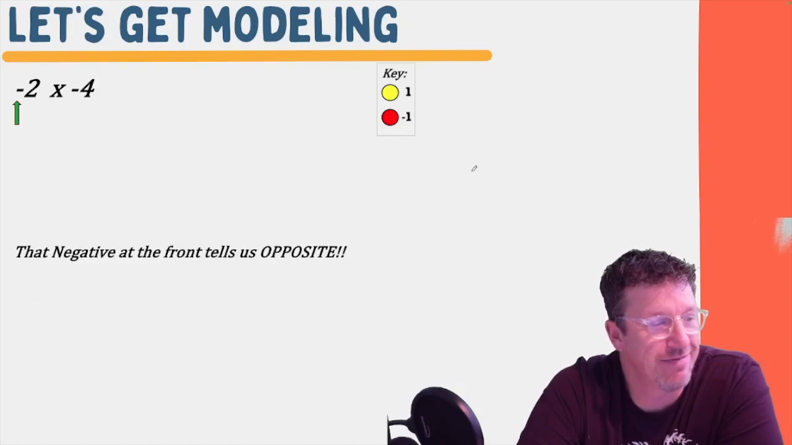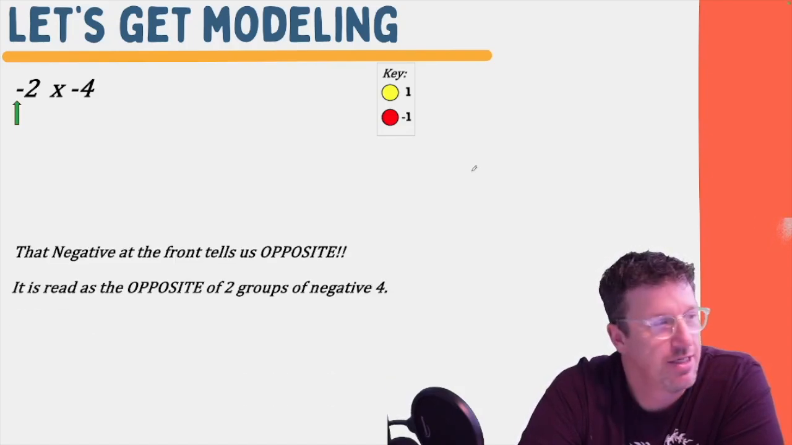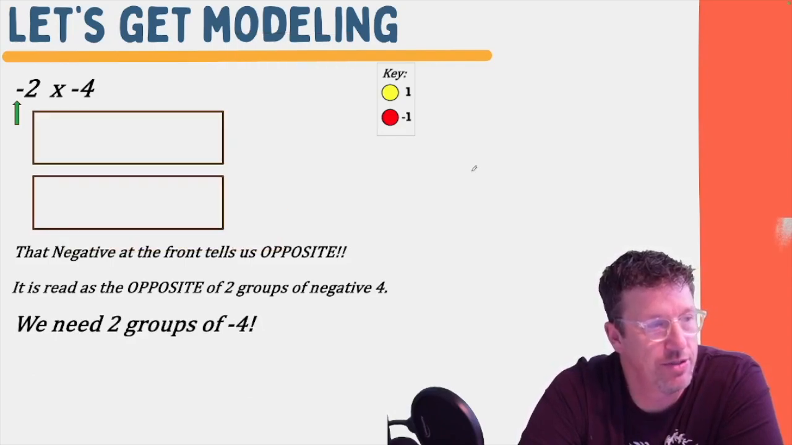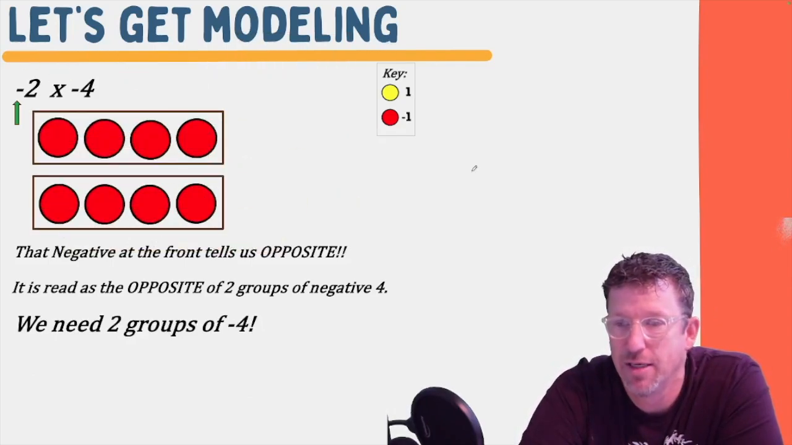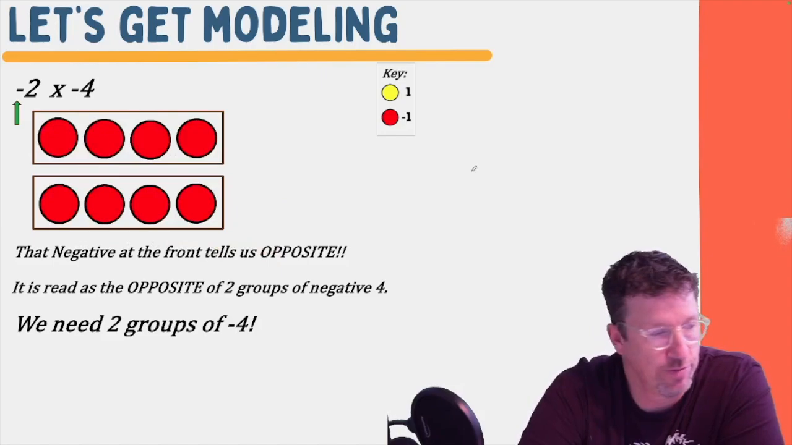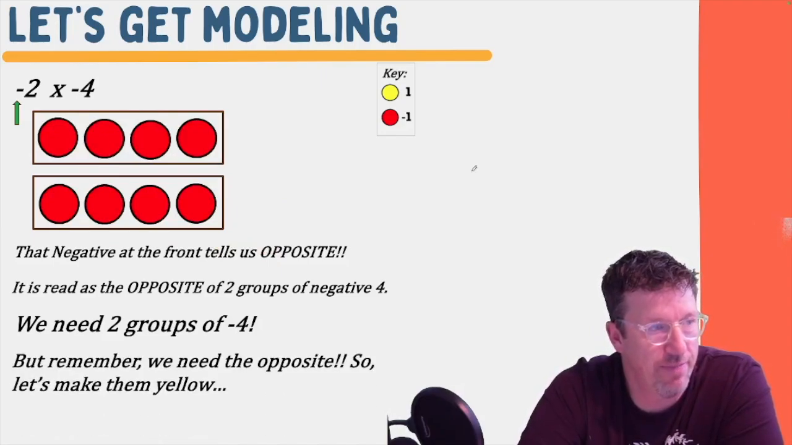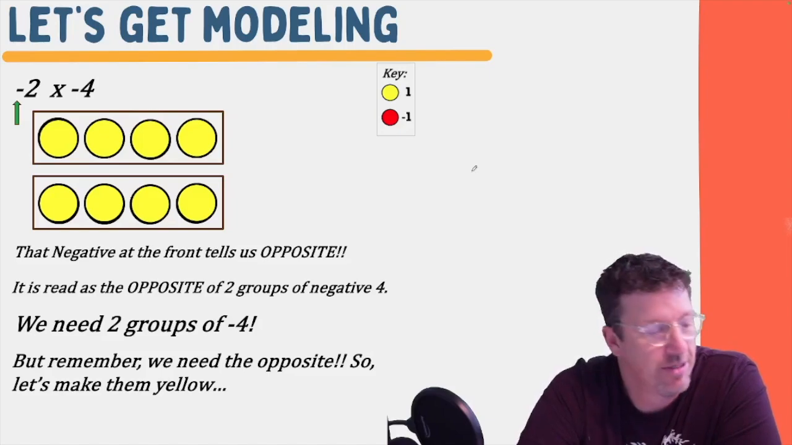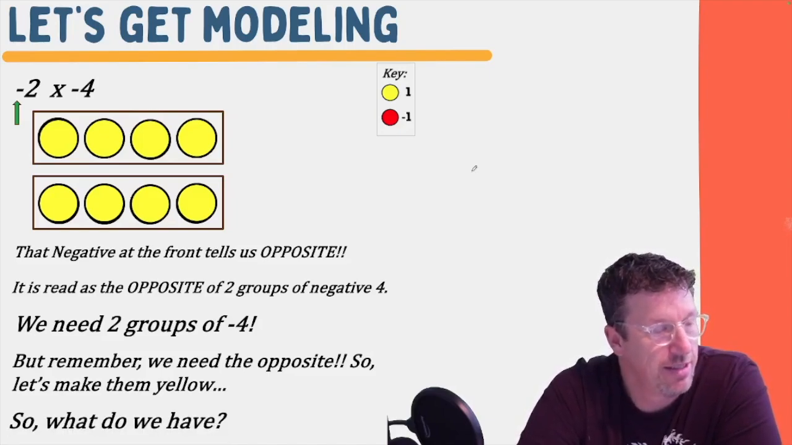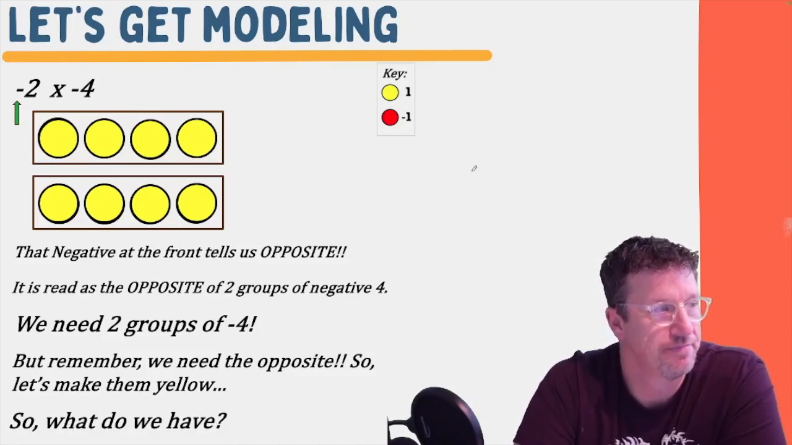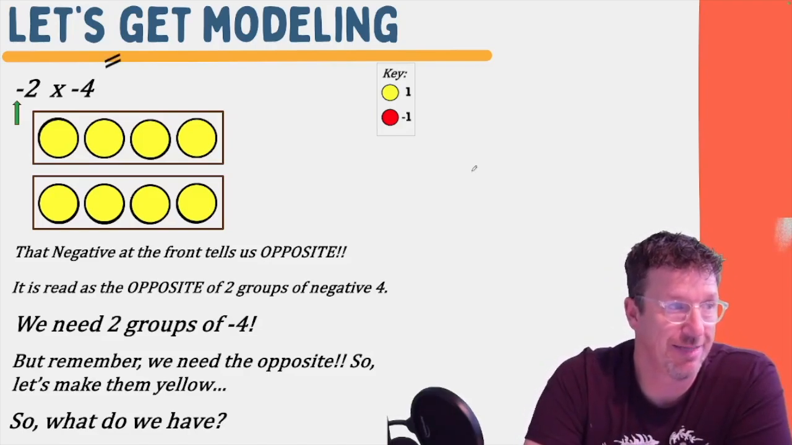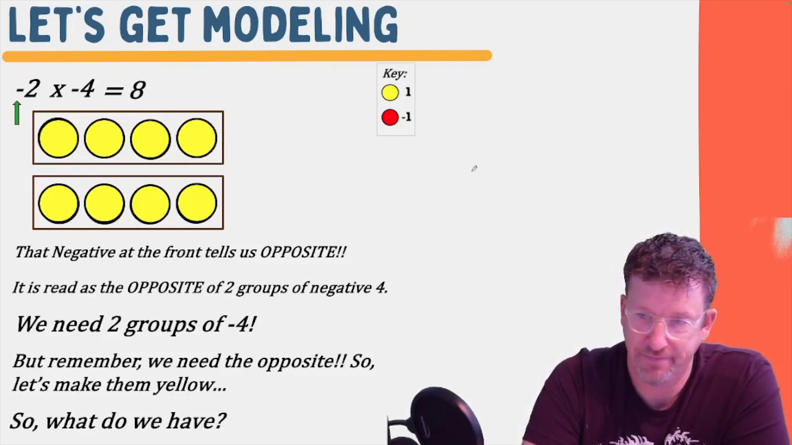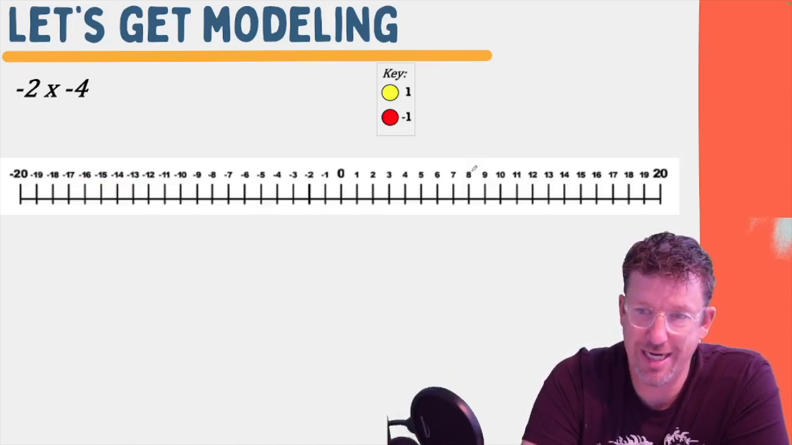Oh, we got this negative sign. That tells us the opposite. So we're going to do the opposite of 2 groups of -4. Well, we need 2 groups of -4. Here they come. But we need the opposite of 2 groups of -4. So we need to go ahead and flippity-dippity-doo-dah. Now they're yellow, which makes them positive. So what is the opposite of 2 groups of -4? Well, the opposite of 2 groups of -4 is simply 8. All right. Pretty nifty, neato mosquito.